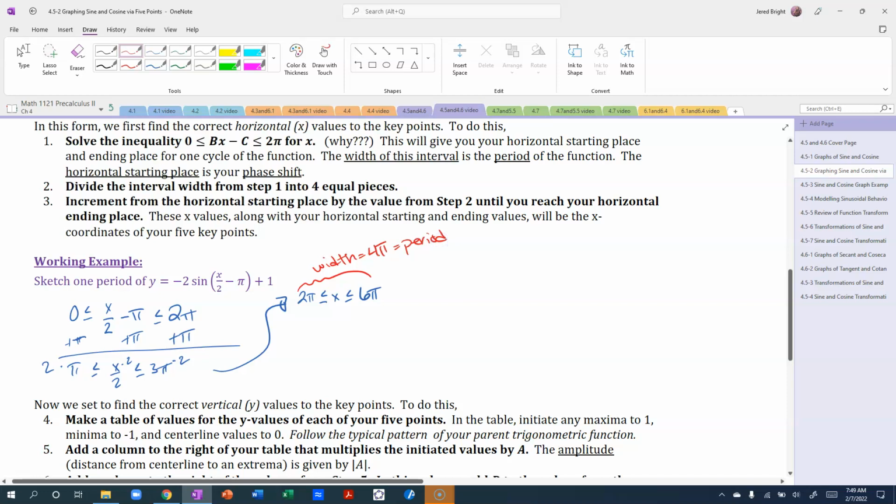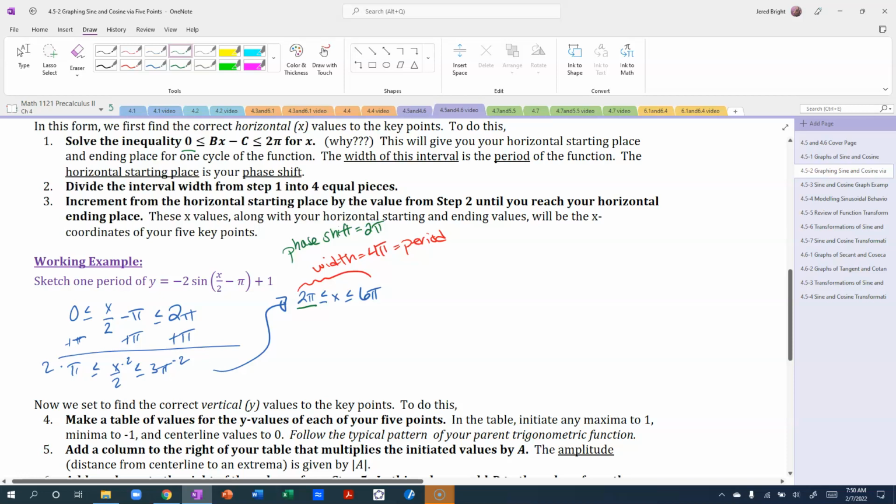Okay, and the other comment that I'll make is that this 2 pi, notice that originally a period would have started at 0. Now it starts at 2 pi. So I'm going to also say that phase shift, or simply put, the amount of horizontal shift, is 2 pi. Okay, so I shift to the right by 2 pi.